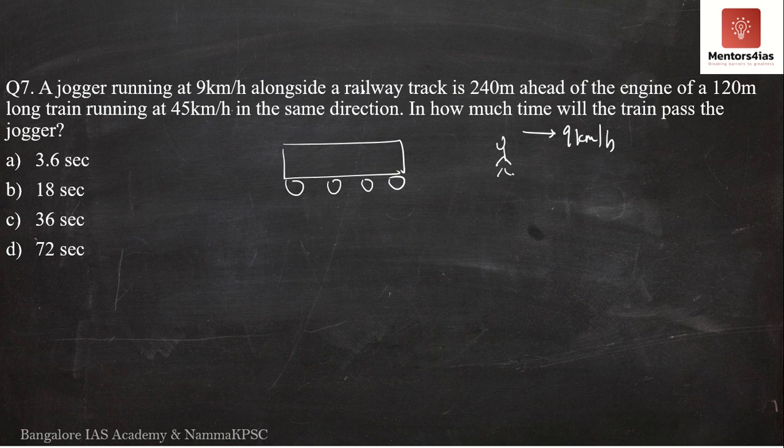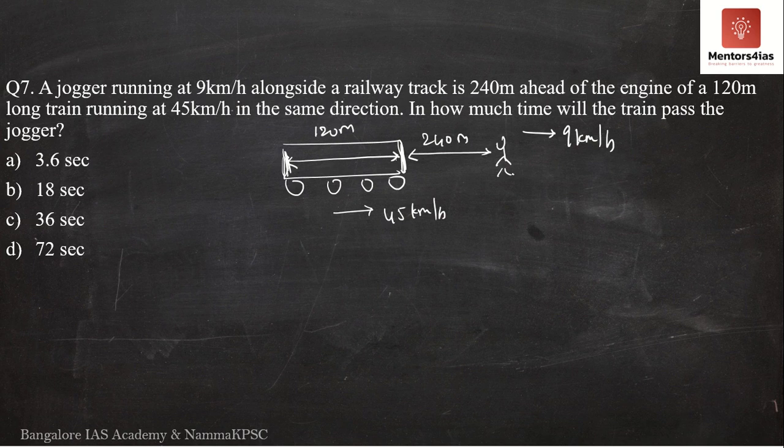there is a train. Now, the length of the train is 120 meters. The person, the jogger who is running at 9 kilometers per hour, is 240 meters ahead of the train, where the train is now running at 45 kilometers per hour. So, in how much time will the train pass the jogger?